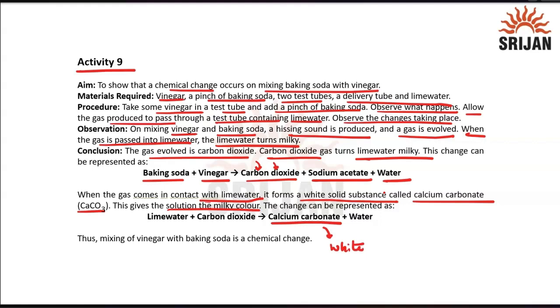So you need the lime water and the carbon dioxide. If both start reacting, you will see this chemical change again. We can say that the mixing of vinegar and baking soda is also a chemical change, where you can see a new substance formed, calcium carbonate, and also the evolution of a gas, carbon dioxide.